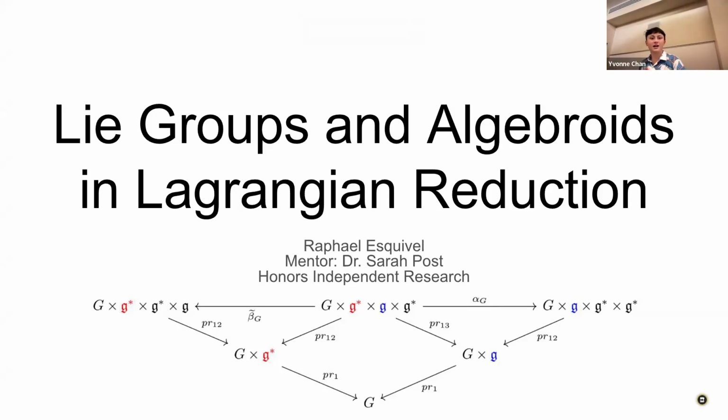Thank you for coming. I'm Raphael, and this is my presentation on Lie groups and algebroids in Lagrangian reduction. It's kind of the shorthand name for it, but essentially, the entire point of my project is working on being able to simplify the equations that are required to describe the evolution of a mechanical system. So, knowing how a system moves in time.